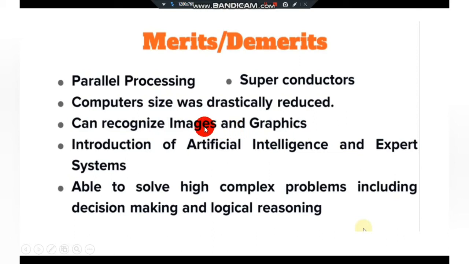In the last, third generation computers, we used high level languages. Yes. So in this generation, the computers can recognize images and graphics also. We can scan an image and give it as input to the computers. Okay. And then the introduction of artificial intelligence and expert systems is also used in this generation.